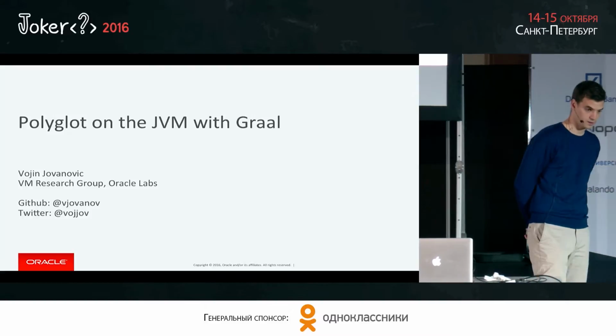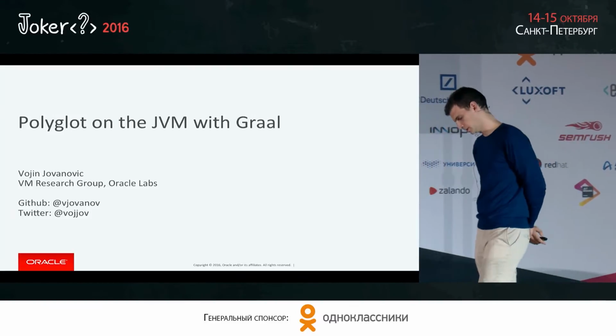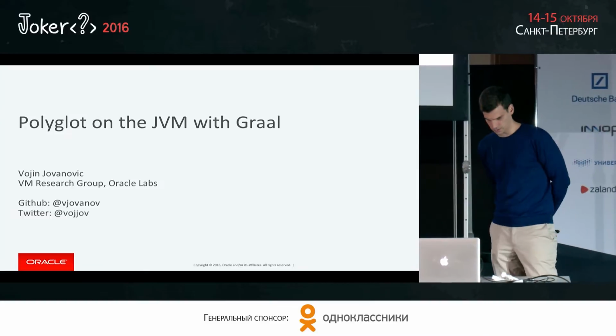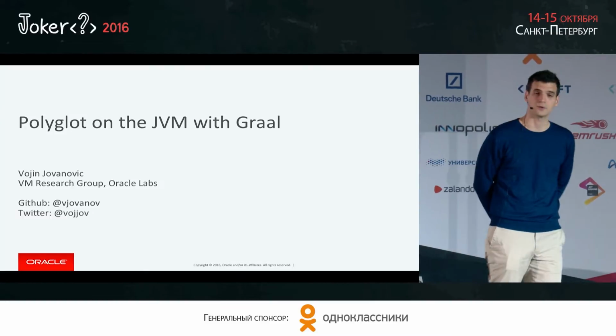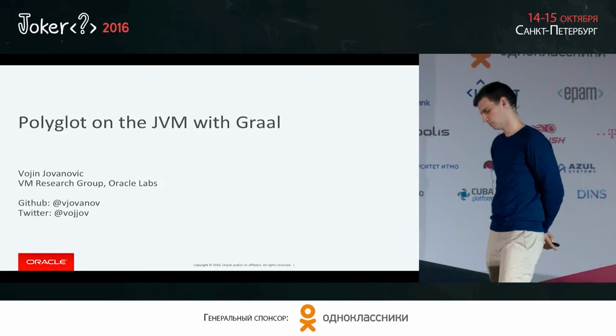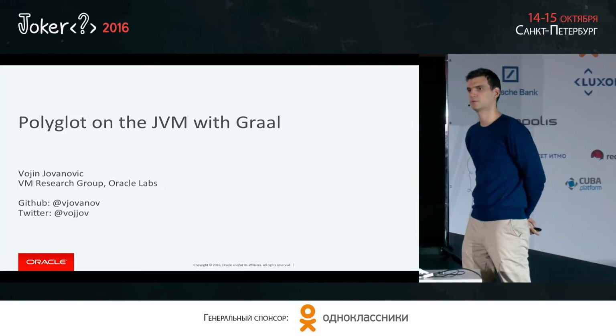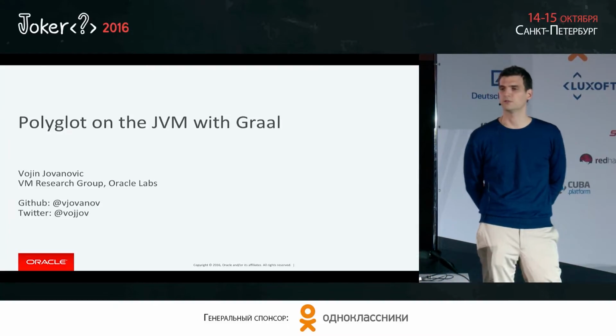My name is Vojin. I'm working in Oracle Labs in the VM Research Group, and I'm a researcher there. Today I will share with you a piece of work that we've been working on for the past couple of years. Oracle Labs has more projects, but this is one of the bigger ones. The title of the talk today is Polyglot on the JVM with Graal.